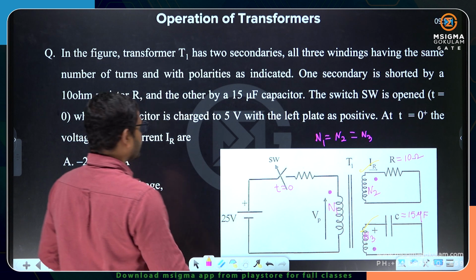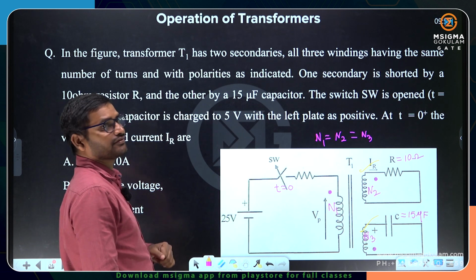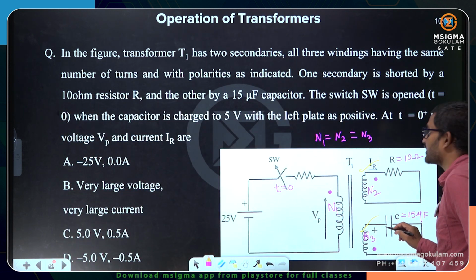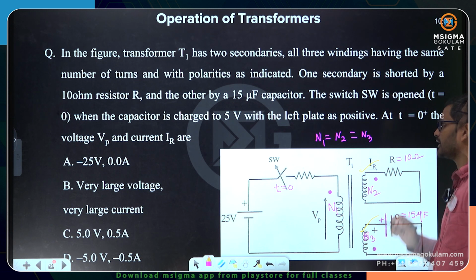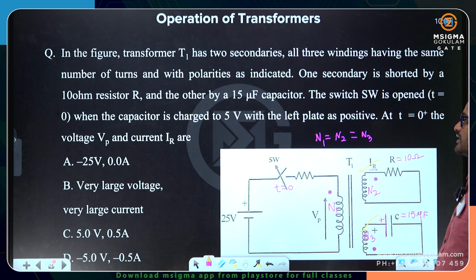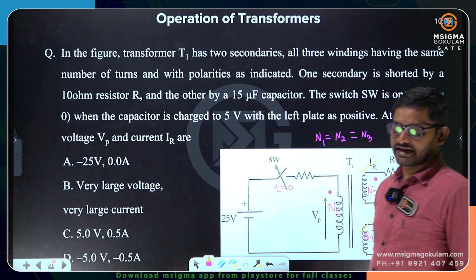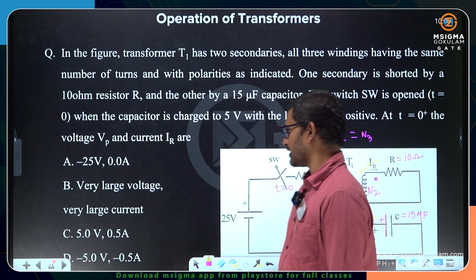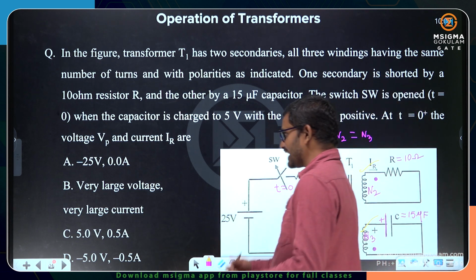Alright. Now, he is saying that the switch is opened at t equals 0 when the capacitor is charged to 5 volts with the left plate as positive. He has given positive here. At t equal to 0 plus instant, what kind of magnitudes are the voltage Vp and current IR? He is asking.